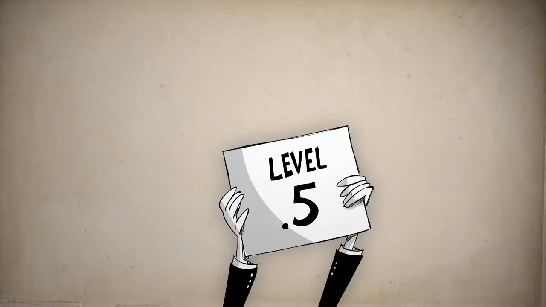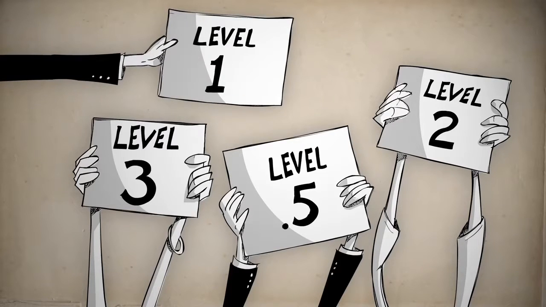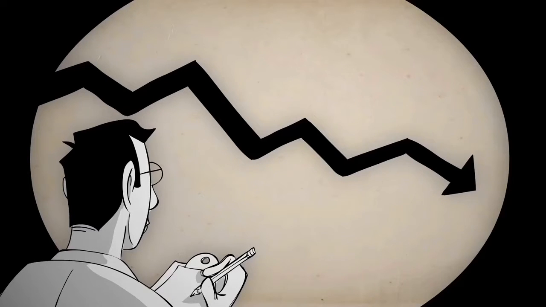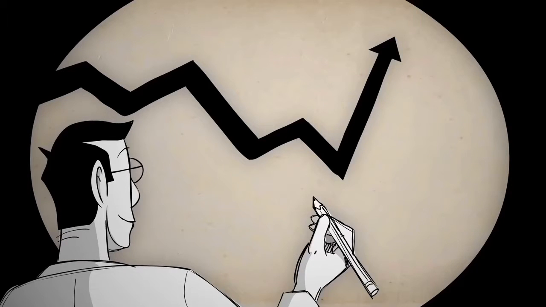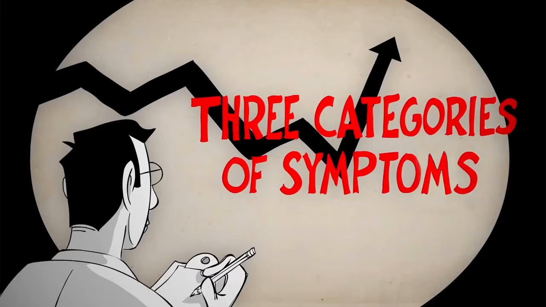Knowing the severity level of your substance use disorder helps your doctor understand the status of your illness and your risk for serious events, like overdose. It also helps your doctor understand how your disorder is likely to progress if left untreated, and then plan the best course of treatment. Doctors determine the severity of a substance use disorder based on 3 categories of symptoms.